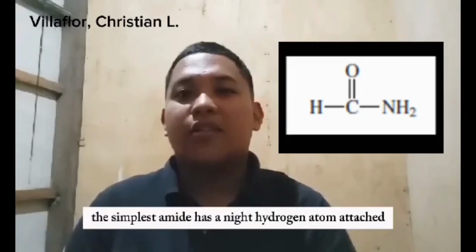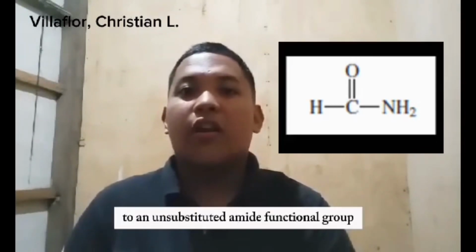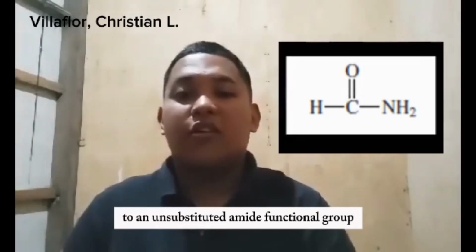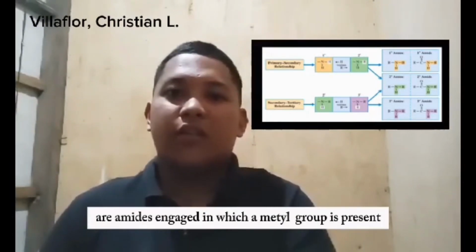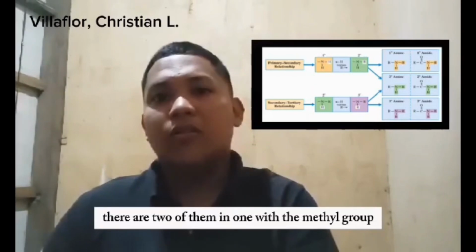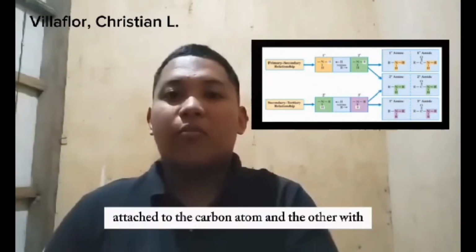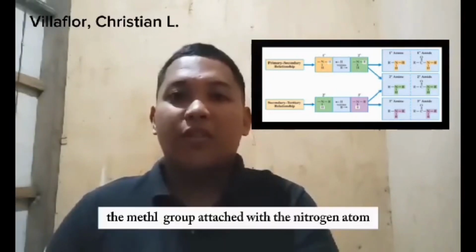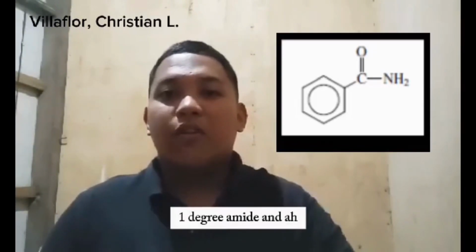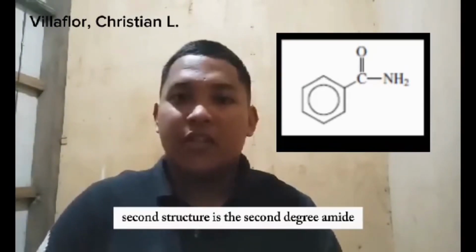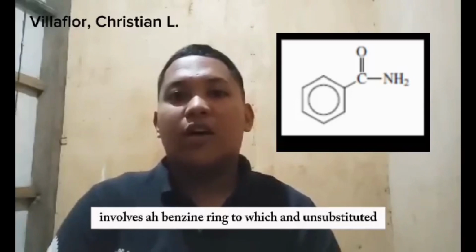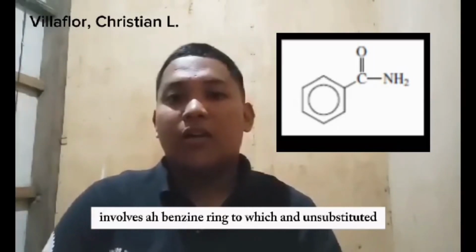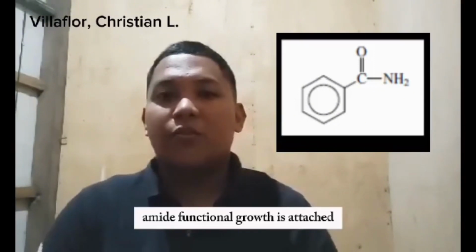The simplest amide has a hydrogen atom attached to an unsubstituted amide functional group. Next in complexity are amides in which a methyl group is present. There are 2 of them, one with the methyl group attached to the carbon atom and the other with the methyl group attached to the nitrogen atom. The first structure is a 1 degree amide and the second structure is a 2 degree amide. The structure of the simplest aromatic amide involves a benzene ring to which an unsubstituted amide functional group is attached.